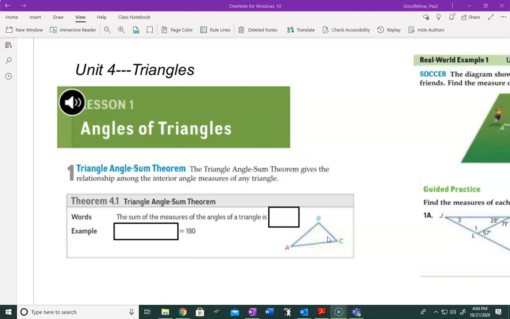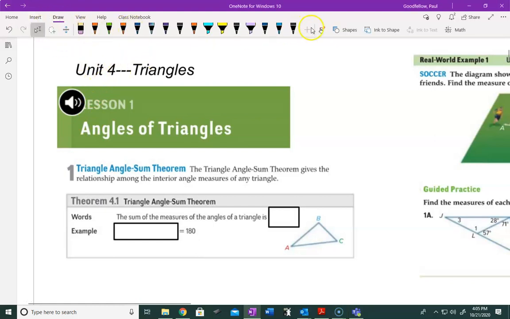All right, welcome Huskies. It's time for us to start a new section, and that section's going to be specifically about unit number 4, and it's going to be all about triangles, okay?